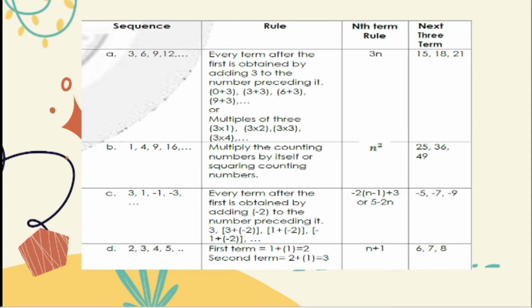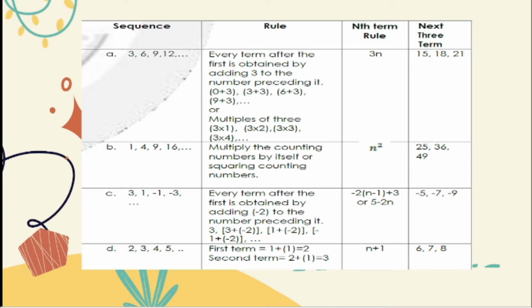Then, you can also use multiples of 3: 3 times 1, 3 times 2, 3 times 3, 3 times 4, and so on. Our end term rule is 3n. The next 3 terms after 12 are 15, 18, and 21.